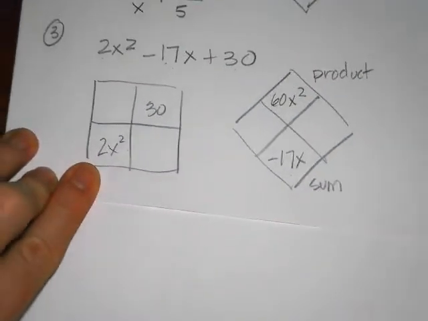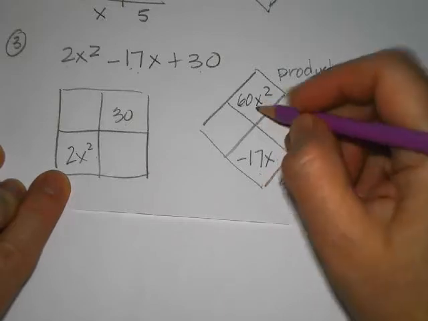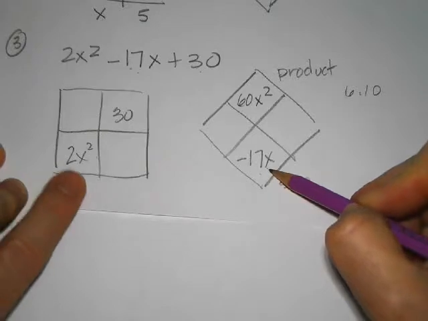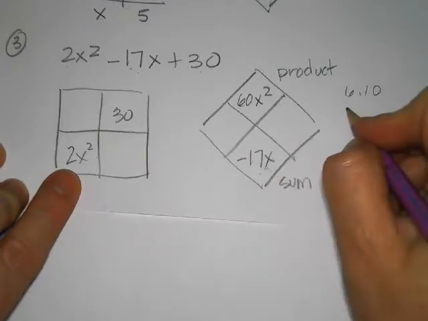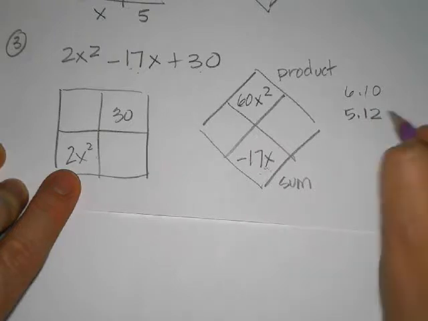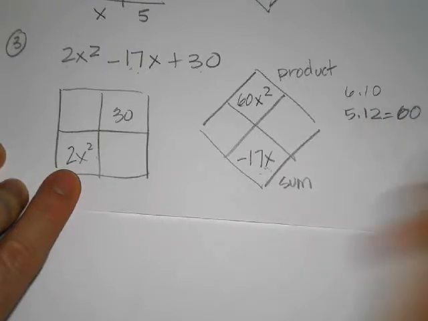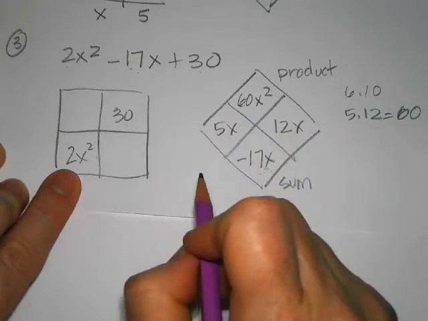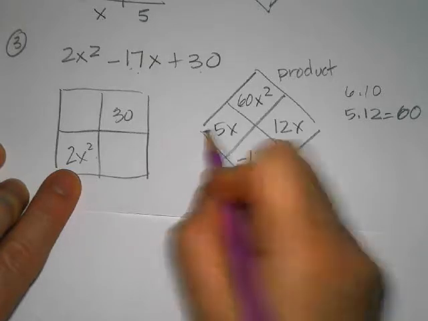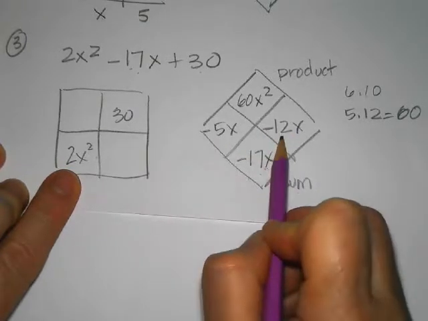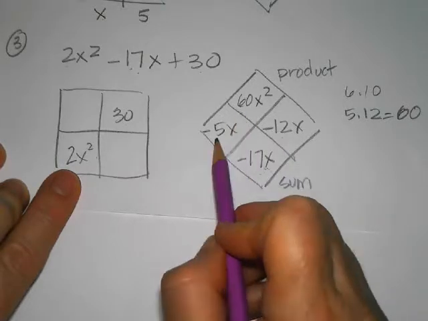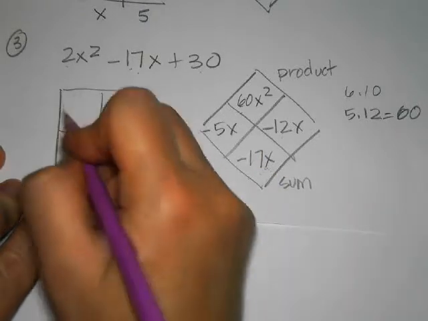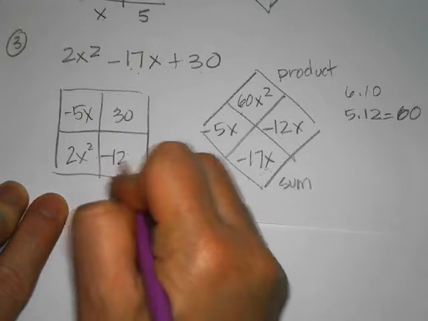Okay, so I'm going to try and think of some factors of 60. 6 times 10 is 60, but that's not going to add up to 17, or negative 17. 5 times 12 is 60. And if I were to make both of them negative, they would add up to negative 17. So I'm going to make 5 negative and 12 negative. Negative 5 times negative 12, that's positive 60. Negative 5 plus negative 12 is negative 17. So negative 5x, negative 12x.